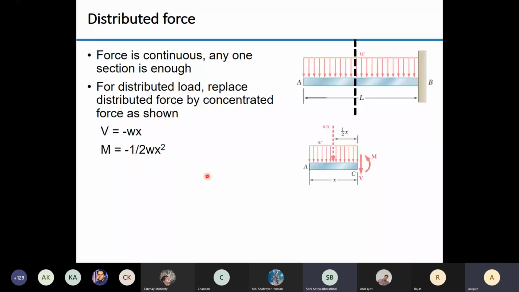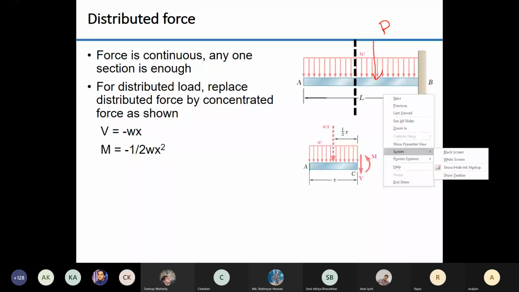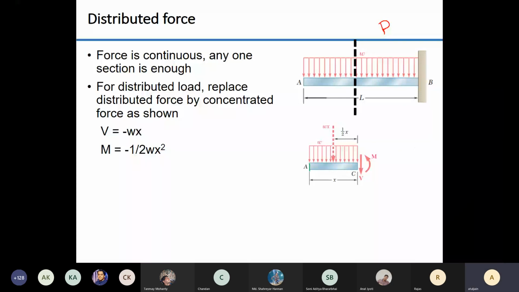Let us solve this problem. Let us say there was also another load P here. So if only this load P was there, what would V be? V is equal to minus P.